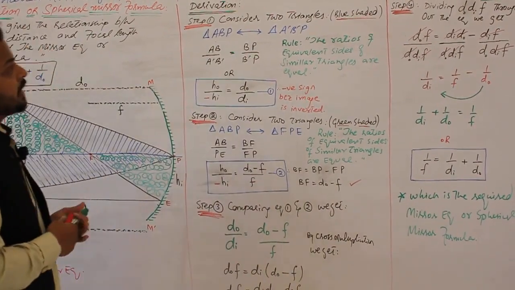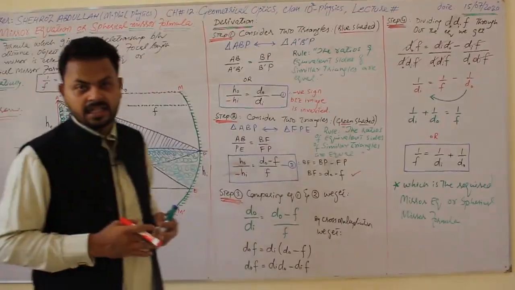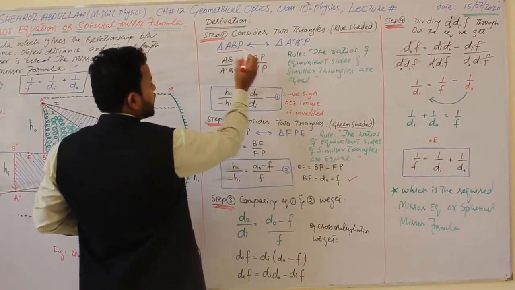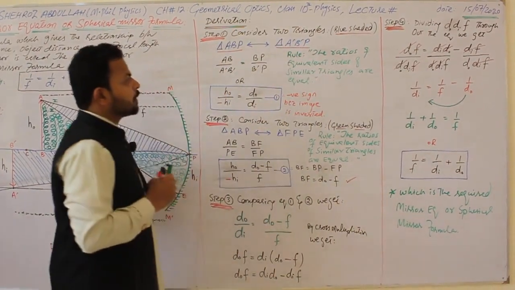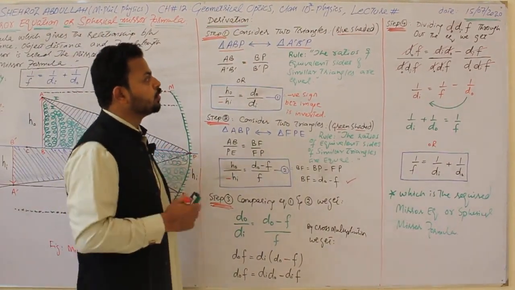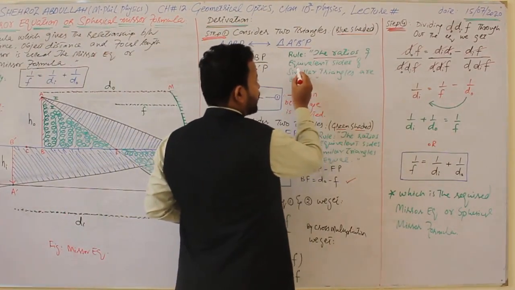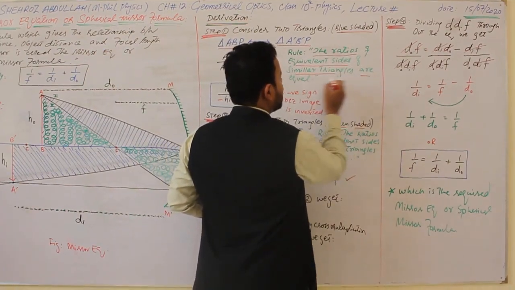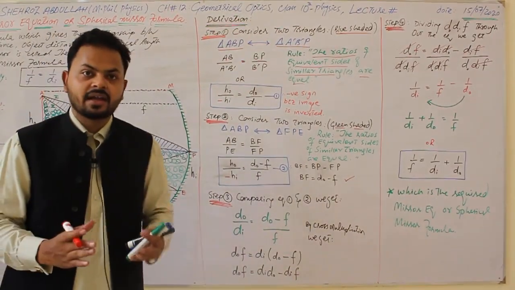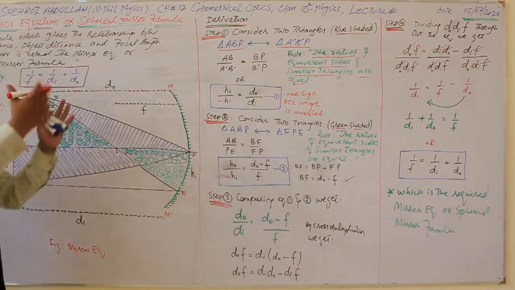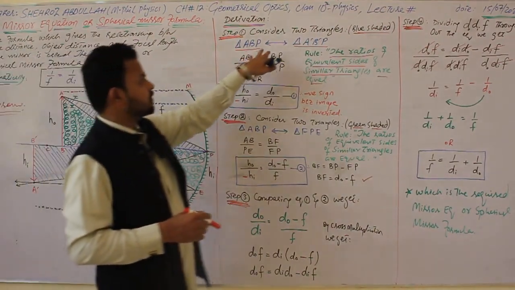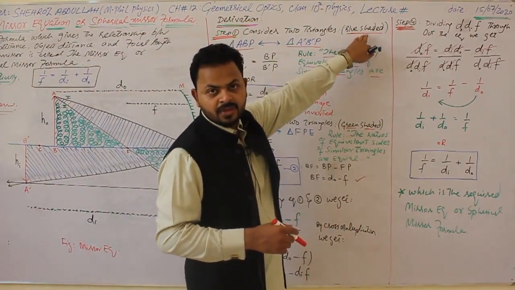The first step, we have to compare two triangles, triangle ABP and triangle A dash B dash P. We are comparing these two triangles. In mathematics, we have a rule that the ratio of equivalent sides of similar triangles are equal. Let's come to the diagram again. In this diagram, I have shown these two triangles by blue shade.